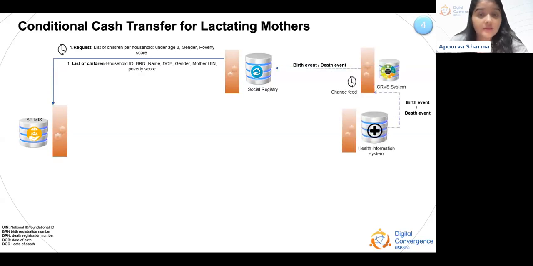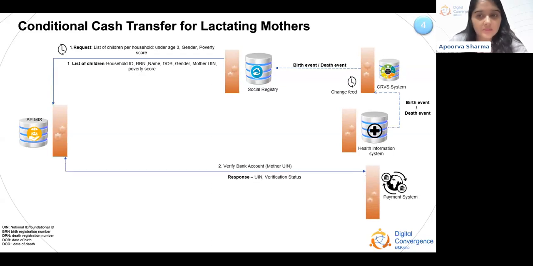In this scenario, SP-MIS is regularly updated with the information from the CRVS system, followed by the health information system. This ensures that the information received by SP-MIS is accurate and up to date. Once SP-MIS obtains this information, it sends the mother's unique identification number to the payment system to verify the account's eligibility for receiving benefits. The payment system provides a verification response, based on which SP-MIS sends an enrollment message to the mother.